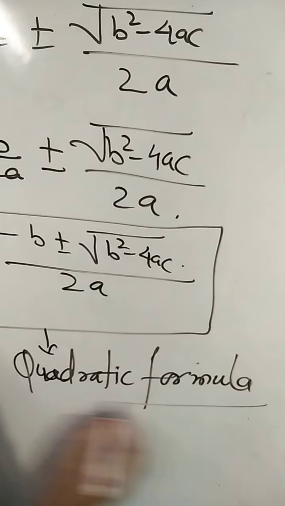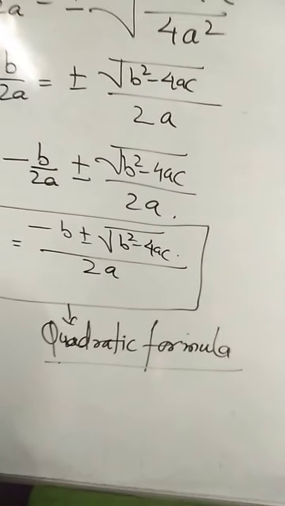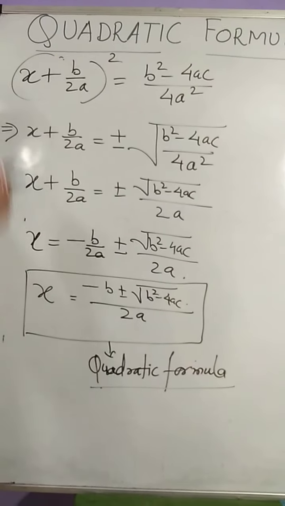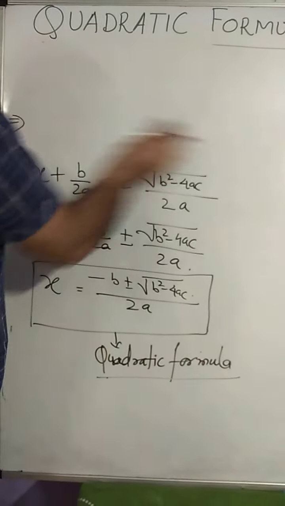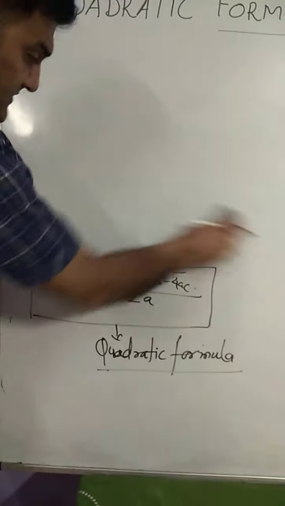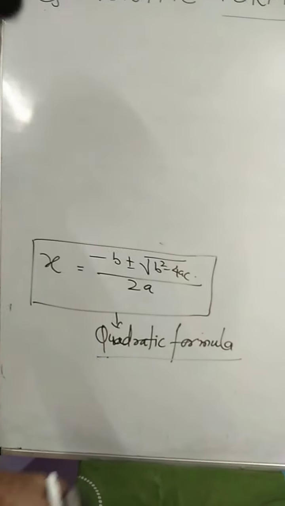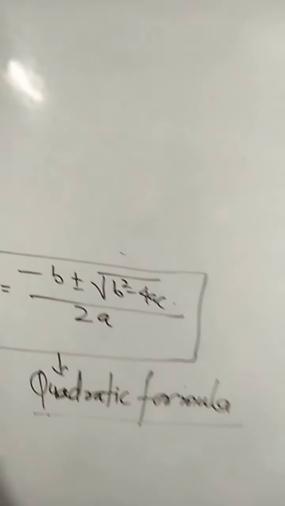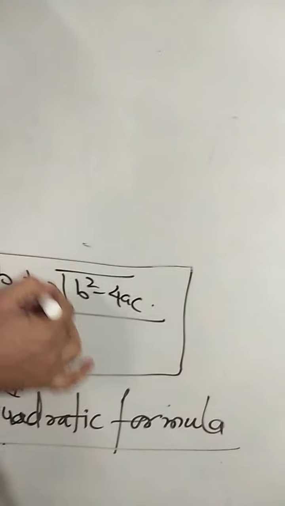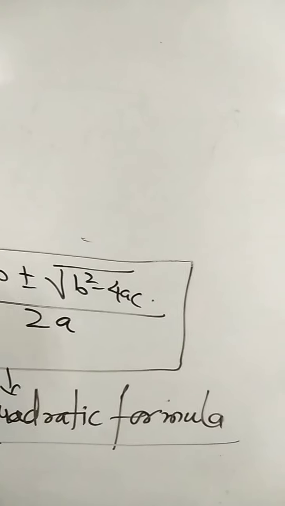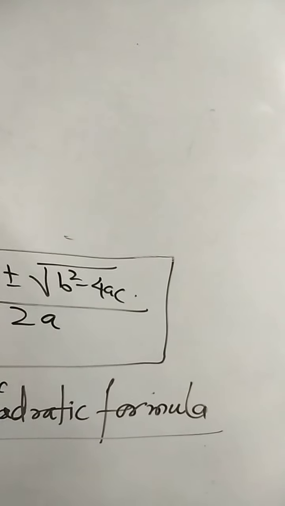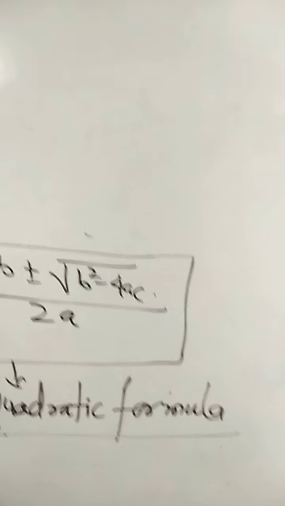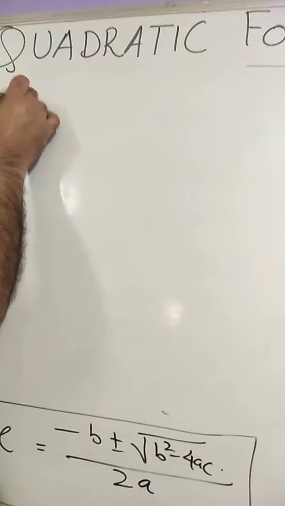So this is the derivation of this formula. It is there in the syllabus, remember, so you have to do this derivation also. Now let's see some interesting facts about this formula. Here the term which is coming under the square root sign, what is that term? B square minus 4ac. This is a very important term in this formula, and this term is called the discriminant.